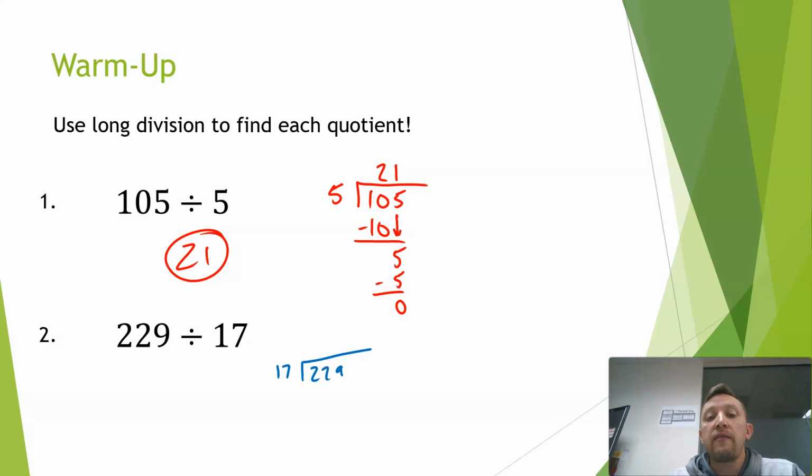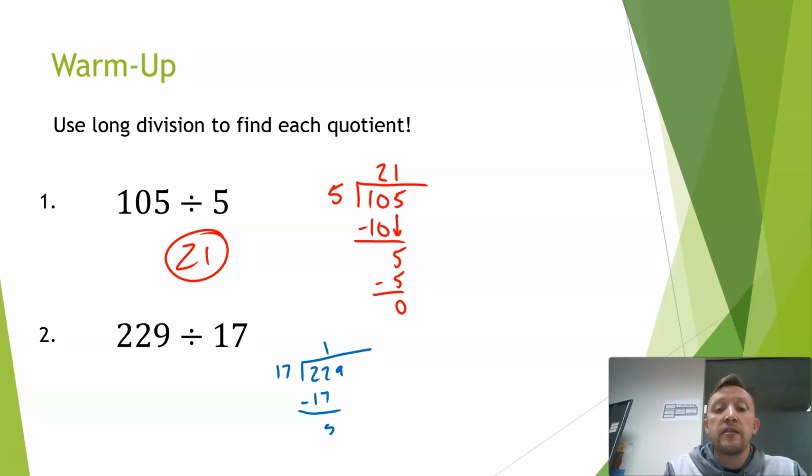When I divide this, 17 doesn't go into 22 evenly, but it does go in there one time. So if I put 17 underneath here, the next step is to subtract. 22 minus 17 is 5. Now I'm going to bring down the 9. 17 does not go into 59 evenly, but the closest we can get without going over is 17 times 3. 17 times 3 is 51. When I subtract those, I get 8, meaning I have a remainder of 8.